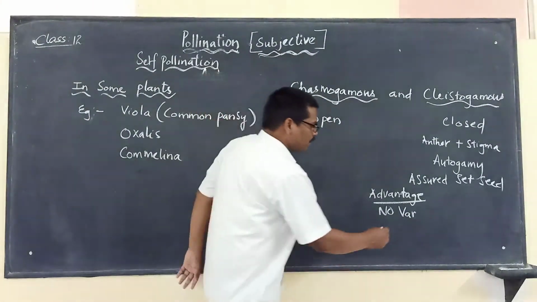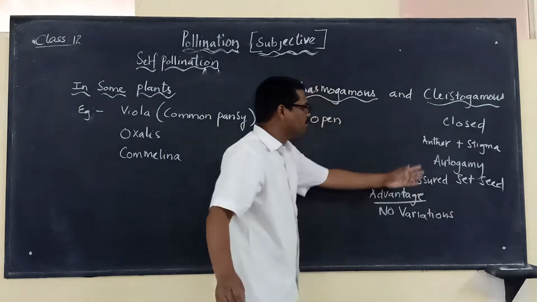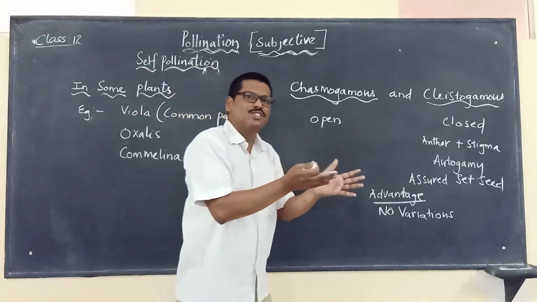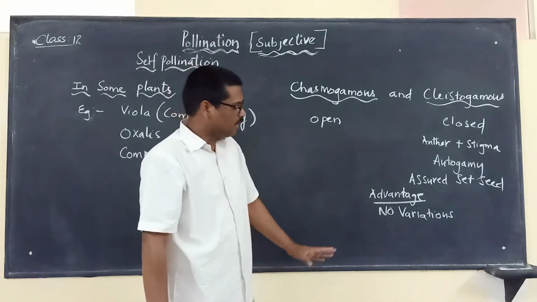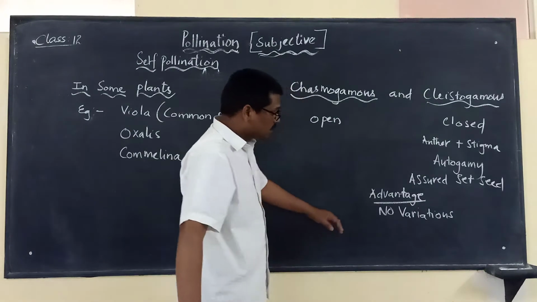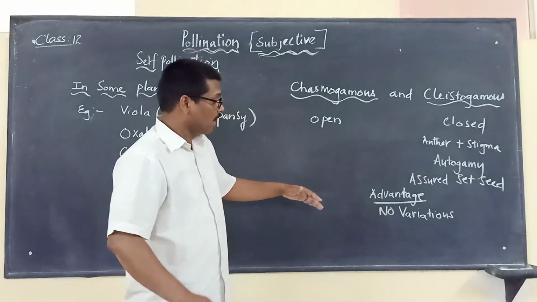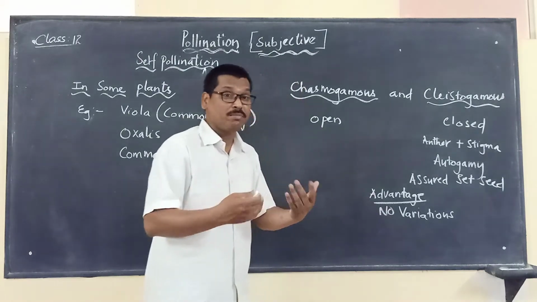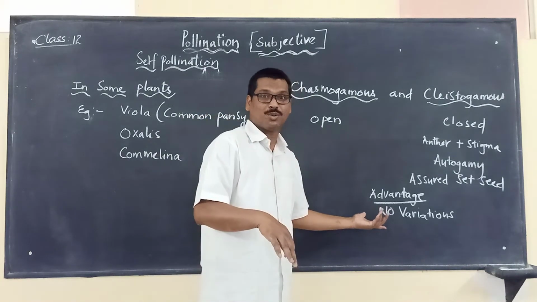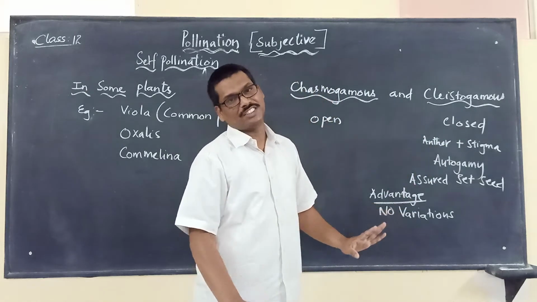No variations will be seen in these plant flowers because they are producing the same type of flowers. This is one point that we have to keep in mind. This is one advantage, and at the same time you can change this as a disadvantage also. As what? In the cleistogamous flowers, it will not show variations.